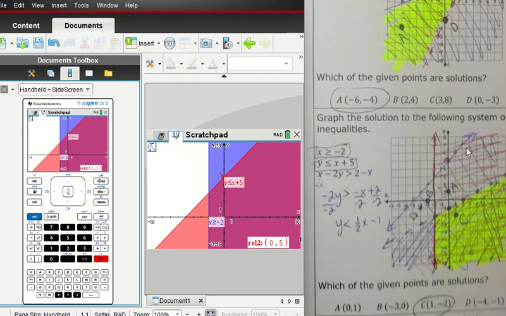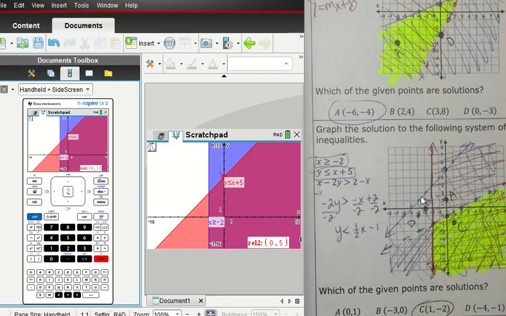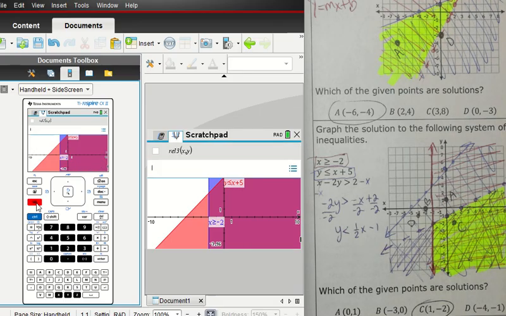0, 5. So you can plot all those points individually or just plot enough to realize that the rise over run is 1/1 to plot more points. All right, and then it's shaded down and it's solid. So shaded down and solid.